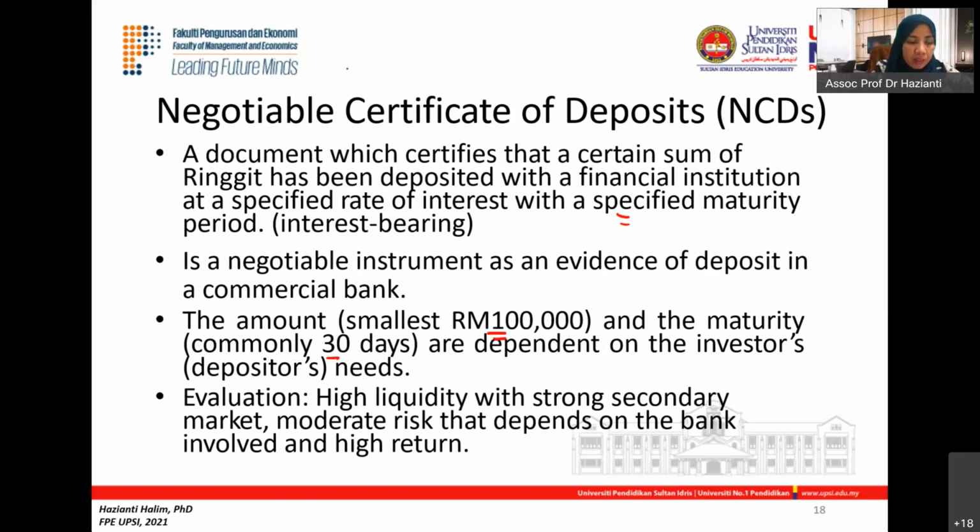But this NCD is also influenced by the interbank rate, because it has an interest rate, a specified rate of interest. So the evaluation: it has high liquidity, which means you have the commercial paper, and when it reaches the maturity date, you can go to the bank and claim. So high liquidity with a strong secondary market. The paper can also be sold. Moderate risk that depends on the bank involved, and high return.